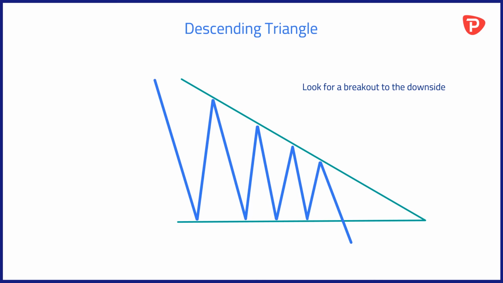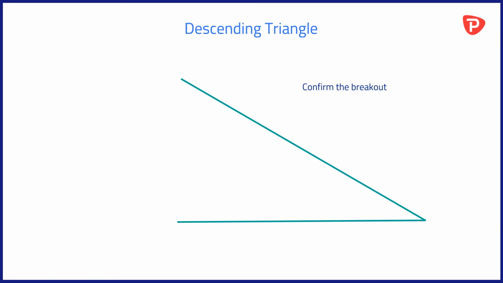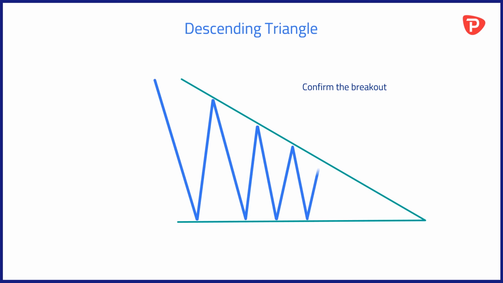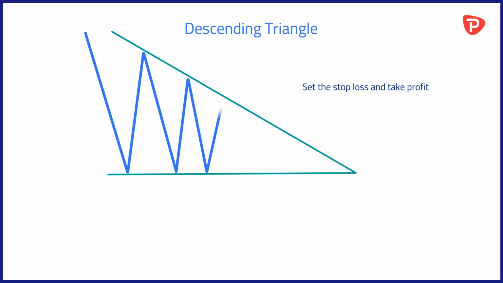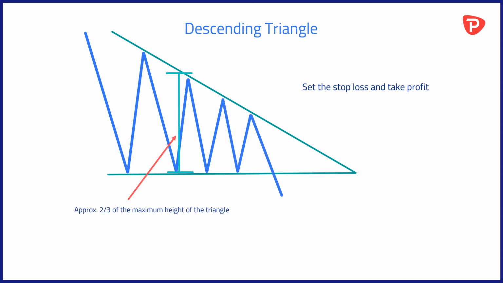For a descending triangle to be validated, we must wait for a confirmation close of a candle or bar below the bottom boundary of the time frame that the descending triangle appears on. The projection of the take profit is worked out in the same manner as the ascending triangle, where the distance 2/3 of the maximum height of the triangle is measured. This distance is then used to project the take profit level, as we can see on the screen. The stop loss is also worked out the same way as previous triangles, placed just above the descending line or the lowest peak.